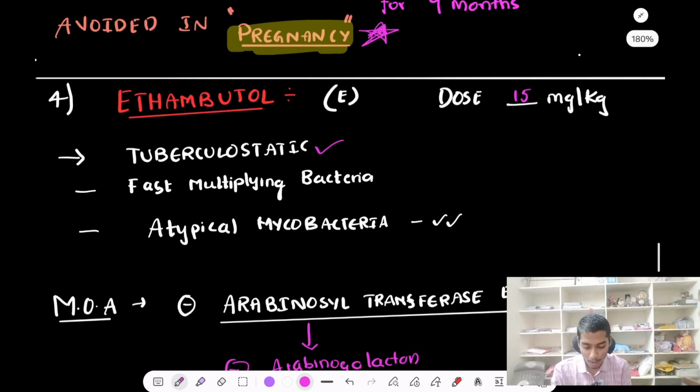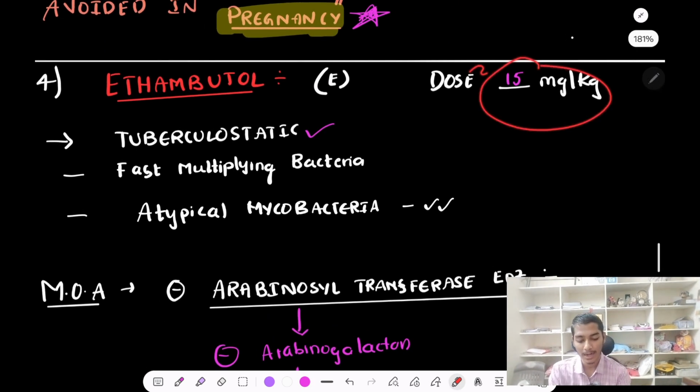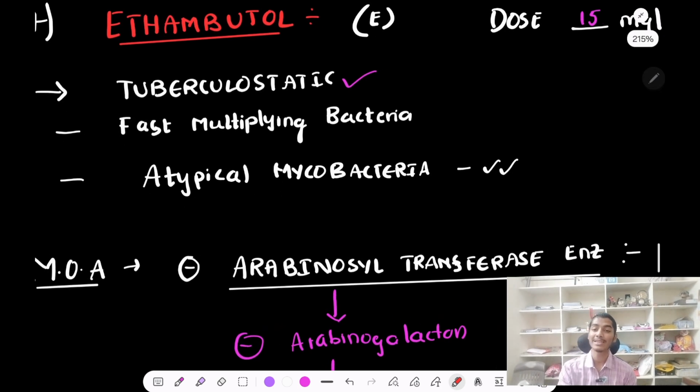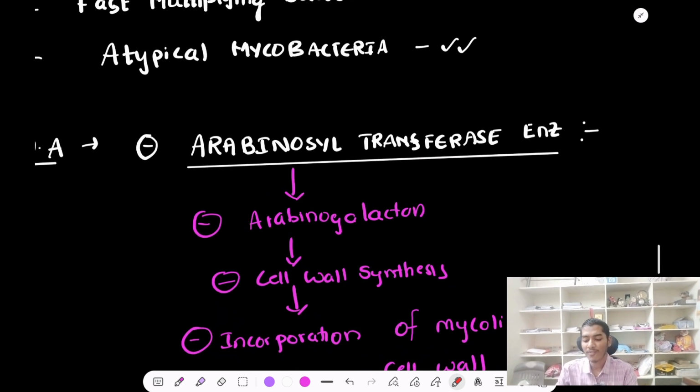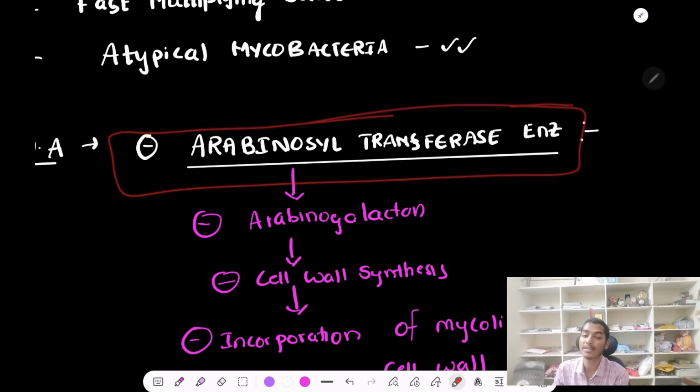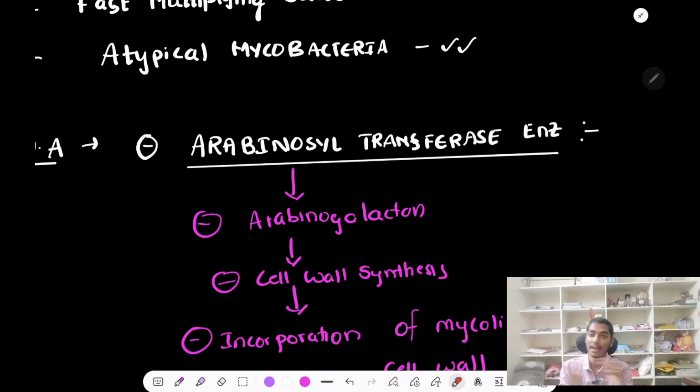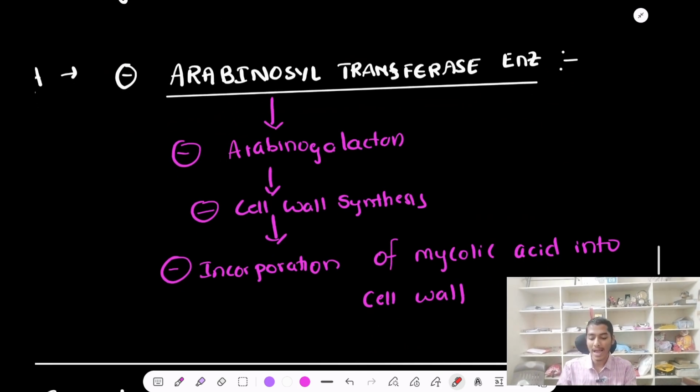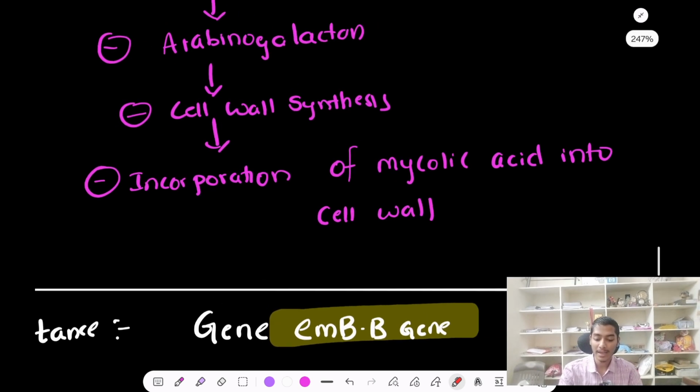Now let us discuss the ethambutol that we have. The dose is 15 milligram per kg here, and it's primarily tuberculostatic. It's the only first line antitubercular drug with tuberculostatic property, and it affects fast multiplying bacteria, and atypical mycobacteria are also inhibited by it. And what is the mechanism of action? It inhibits the arabinosyl transferase enzyme. If you forget everything else, remember that: inhibition of arabinosyl transferase enzyme. Thereby it inhibits the arabinogalactan, inhibits cell wall synthesis, and inhibits the incorporation of mycolic acid into the cell wall. This is the main mechanism of action, thereby it is tuberculostatic.